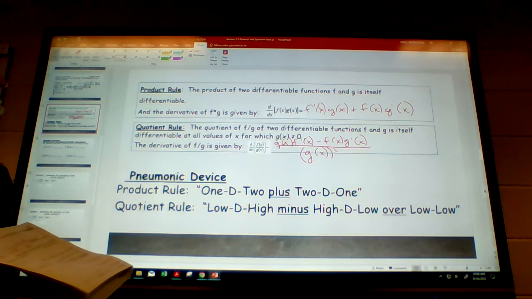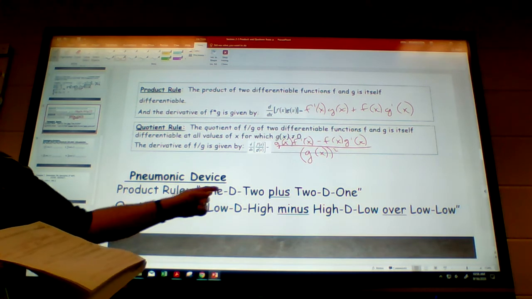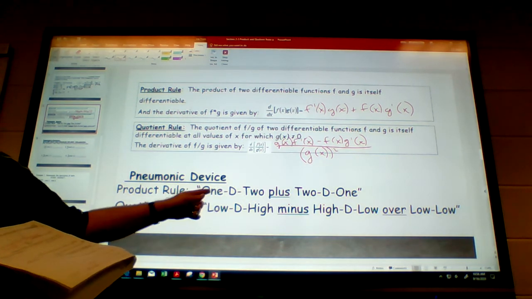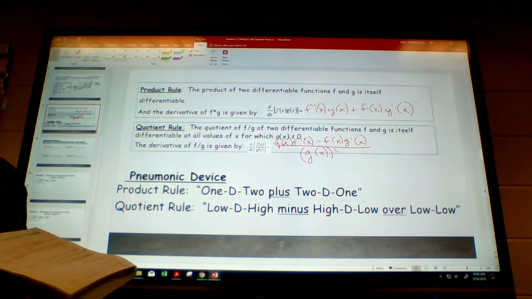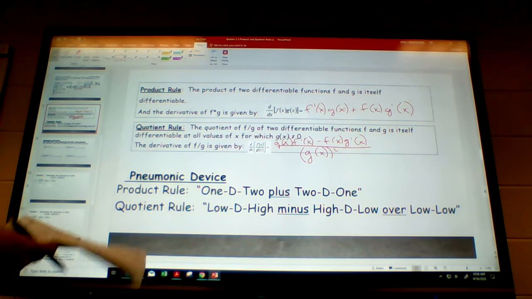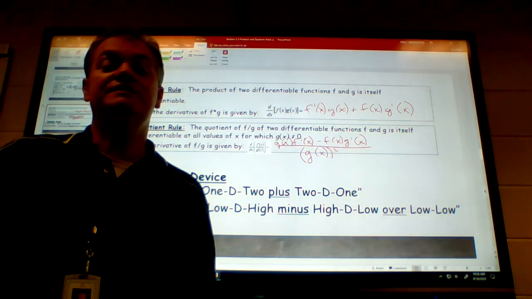And the mnemonic device for the product rule is 1d2 plus 2d1, where 1 is the first term and 2 is the second term. So basically 1 times the derivative of the second plus 2 times the derivative of the first, or actually vice versa, but you get the idea of how that works. You can use it if you want to. It's entirely up to you.